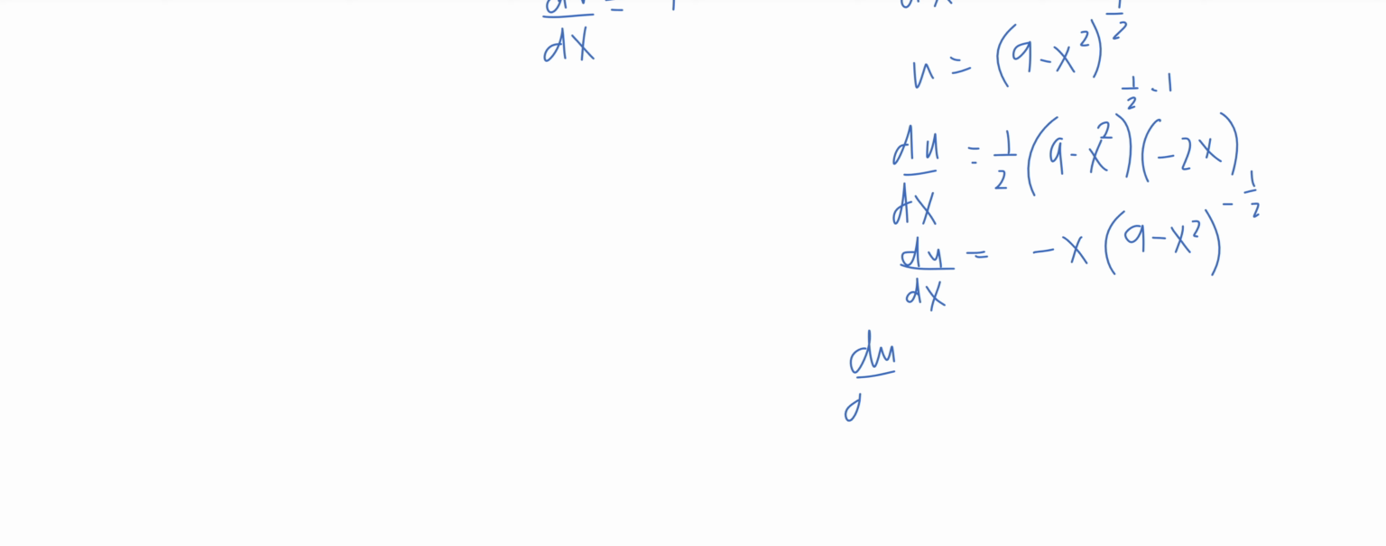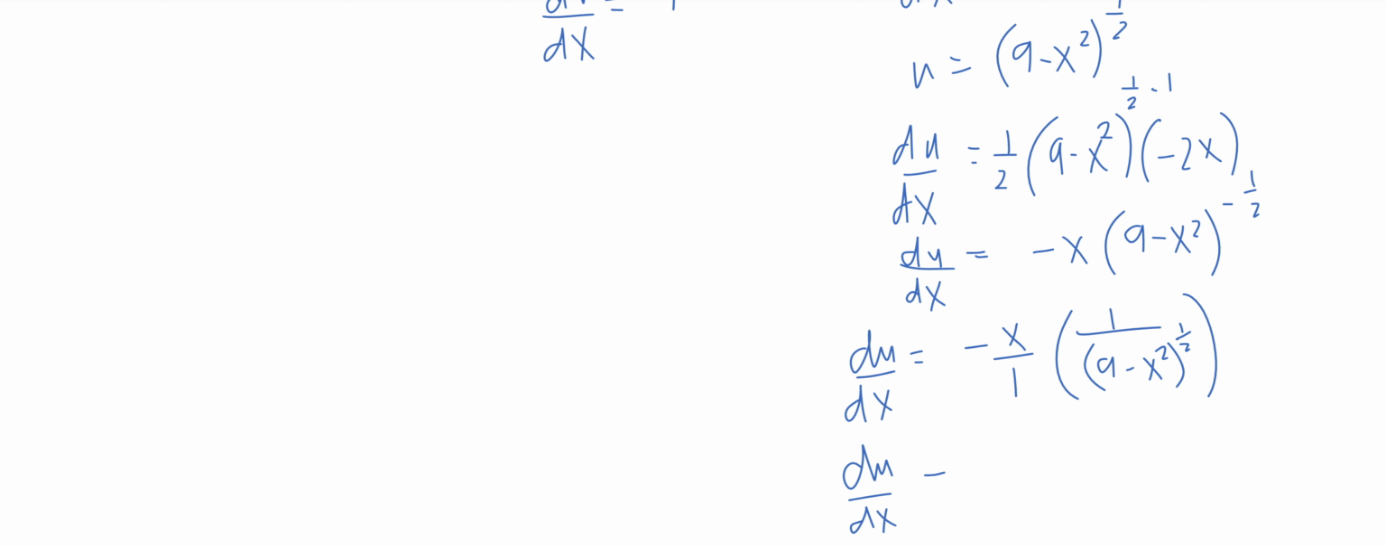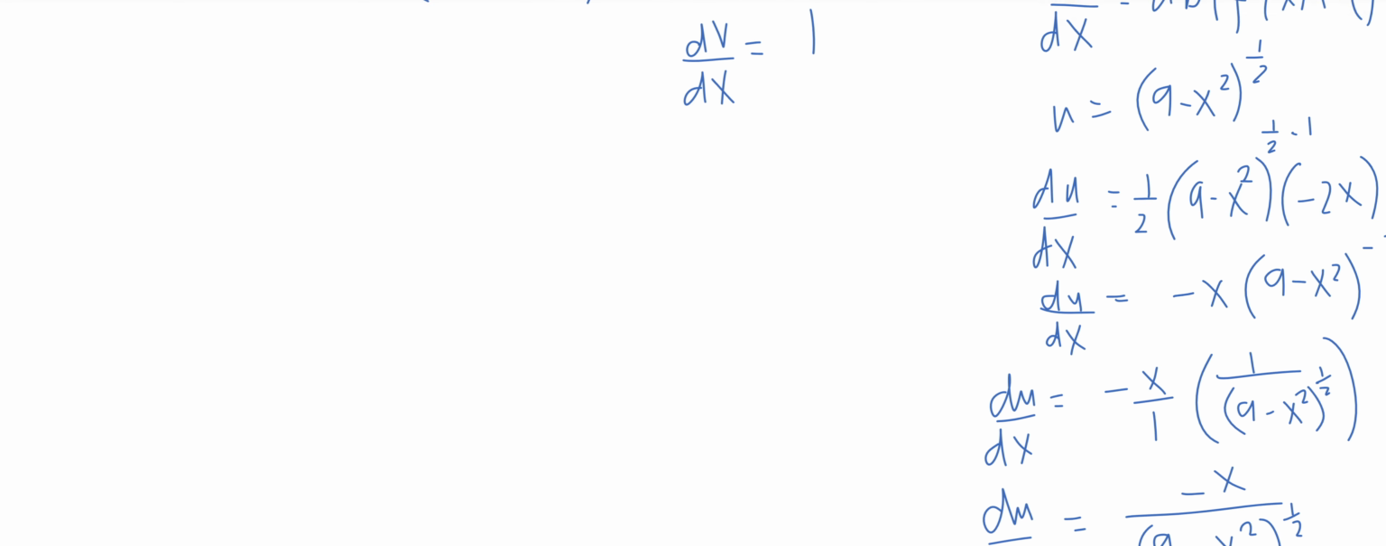So du by dx equals, rewrite minus x as minus x over 1. And then (9 minus x squared) to the minus a half is the same as 1 over (9 minus x squared) to positive a half. Then multiplying this out, you get du by dx equals minus x times 1 is minus x, over 1 times the (9 minus x squared) to the half, which is just (9 minus x squared) to the power a half. Okay, so now we have all the elements for differentiating A.